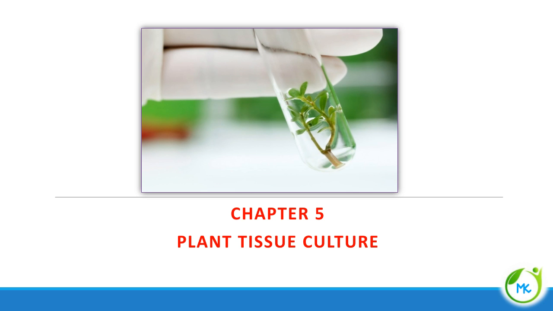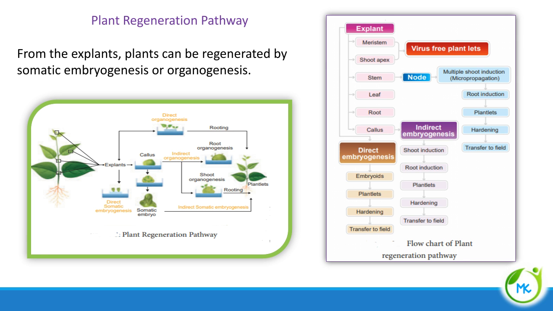In this class, we are going to see 12th standard botany chapter 5, plant tissue culture: plant regeneration pathway. In the previous topic we have learnt about plant tissue culture, in which the explant can be made to regenerate the entire plant. So, how can the explant be made to regenerate the entire plant? It can be made by somatic embryogenesis or organogenesis. Let's see what is somatic embryogenesis or organogenesis.